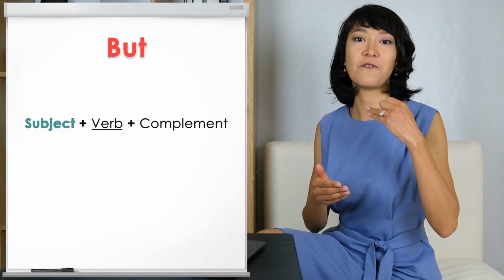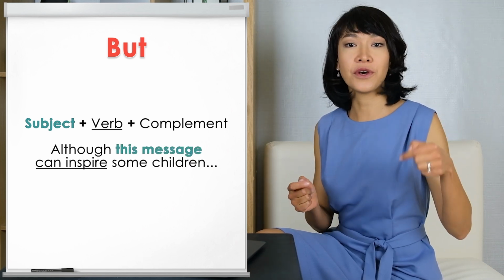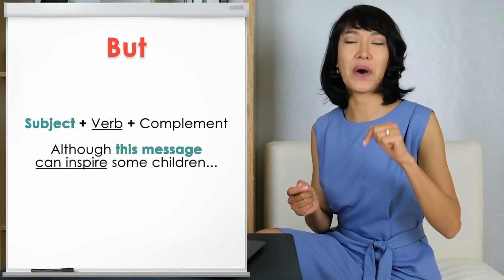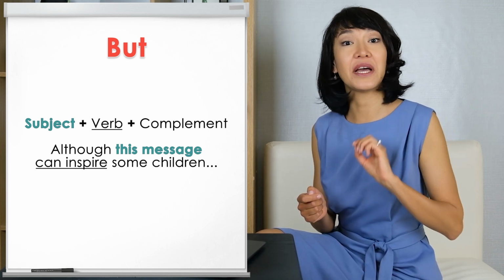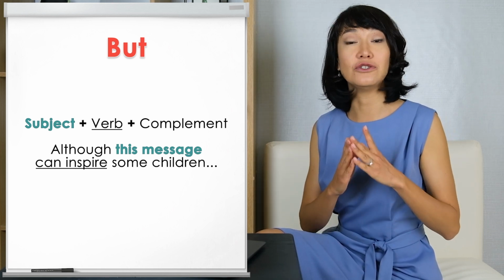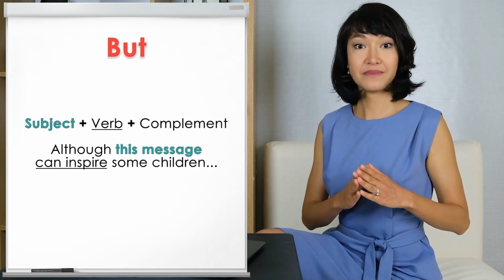Another very useful linking word to show contrast is despite, but the grammar of this word is different to the others. Usually in English, there is a pattern of subject, verb, complement. For example, in although this message can inspire some children, despite is followed by a different form. This is usually a gerund.